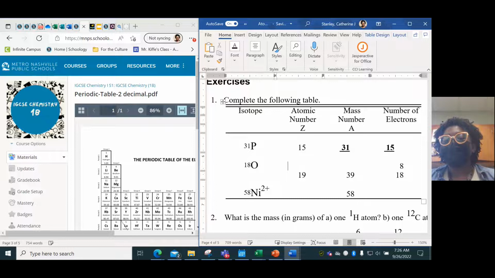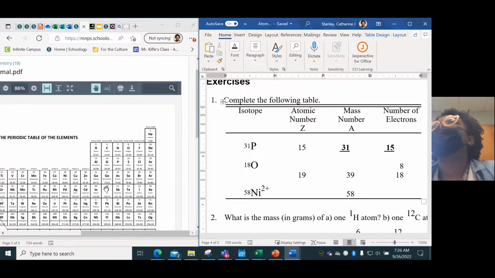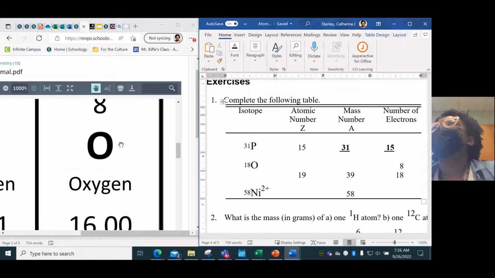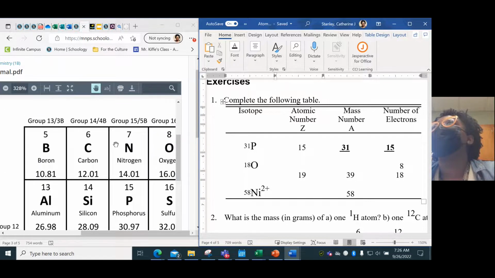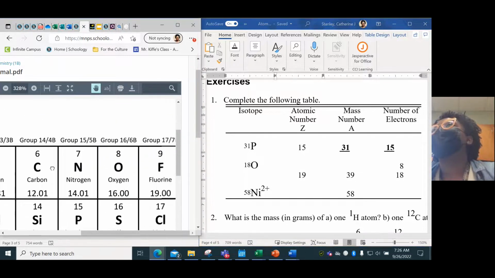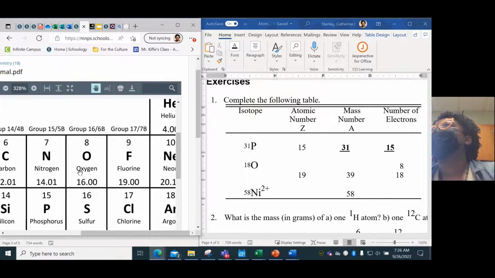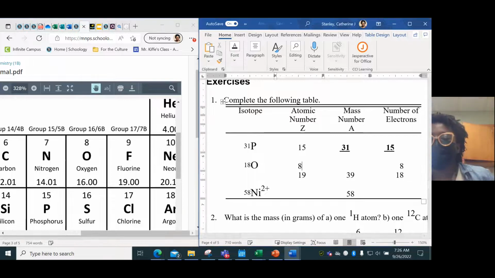Okay. Now let's talk about oxygen. Well, we don't have an atomic number for oxygen. We need to look on the periodic table of elements. Looking here. Is my atomic number 16? No. What is my atomic number? 8. This is my atomic number, 8. So over here, I have an atomic number of 8.